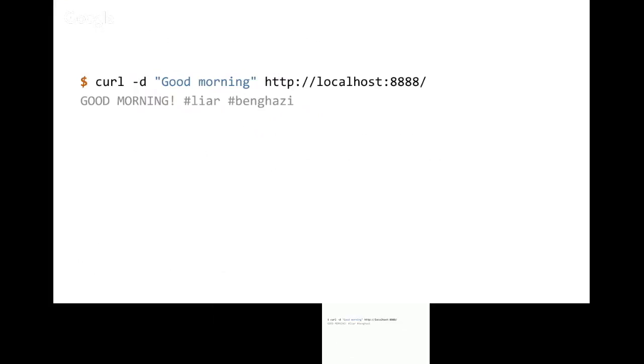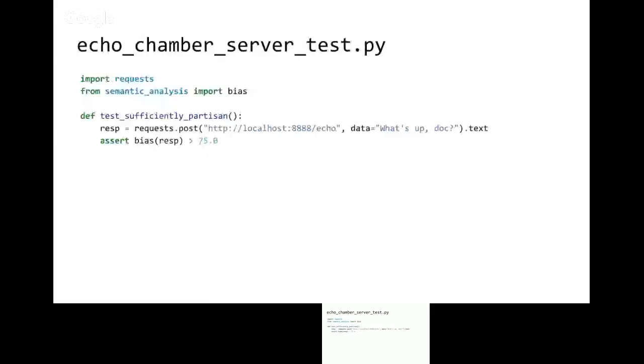200s. So we've seen that it works by curling it manually, but being responsible software engineers, we want to write a test to make sure that it continues to work. So here's something which we might write. Here's the Echo Chamber server test. Basically this is posting to the server, seeing what the response is, and then asserting some property of the response.